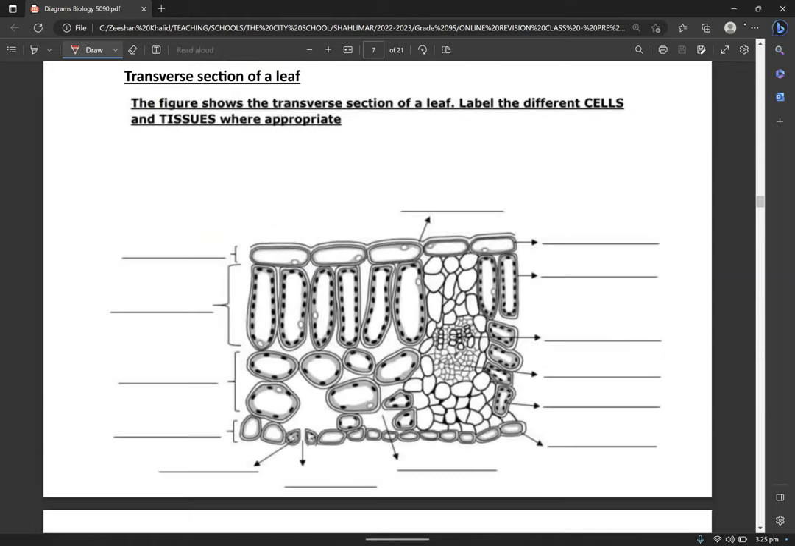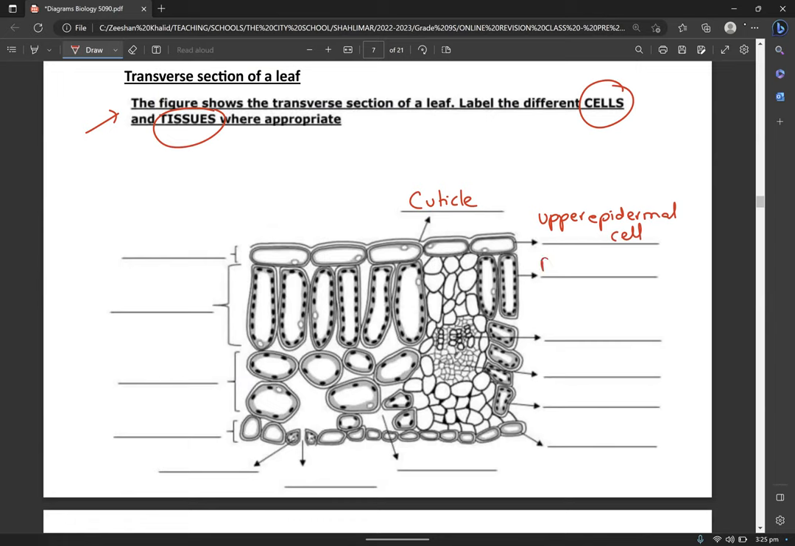Challenging. The next diagram is the diagram of a transfer section to a leaf. It says the figure shows the transfer section of a leaf. Label the different cells and tissues where appropriate. Sabse upar wali layer jo hai usko hum cuticle kehte hain. Ye wala jo cell hai, kyunki ye individual cell ko label hua hua hai, isko hum kehte hain upper epidermal cell. Theek hai, that's the upper epidermal cell.